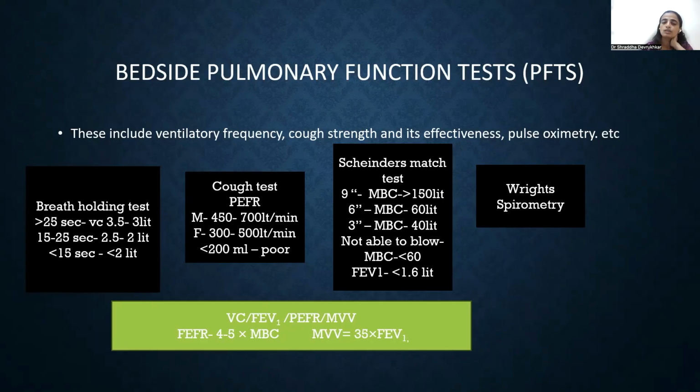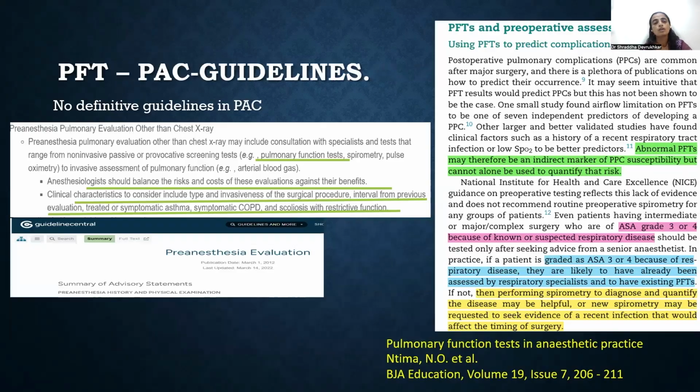Again, the cough test. It is a forced expiratory effort, which tells you whether the cough will come out or not. Anything less than 200 ml is poor. The patient will need some tracheal toileting assistance and will have bad postoperative pulmonary complications. Snider's test, then the right spirometry. Generally, they try to see your vital capacity or FEV1, and the forced expiratory flow rate is 4 to 5 times, which will give you your MVC, and your MVV is 35 times FEV1. This is how older people generally calculate, and they reach a conclusion on whether it will cause postoperative pulmonary complications or not.